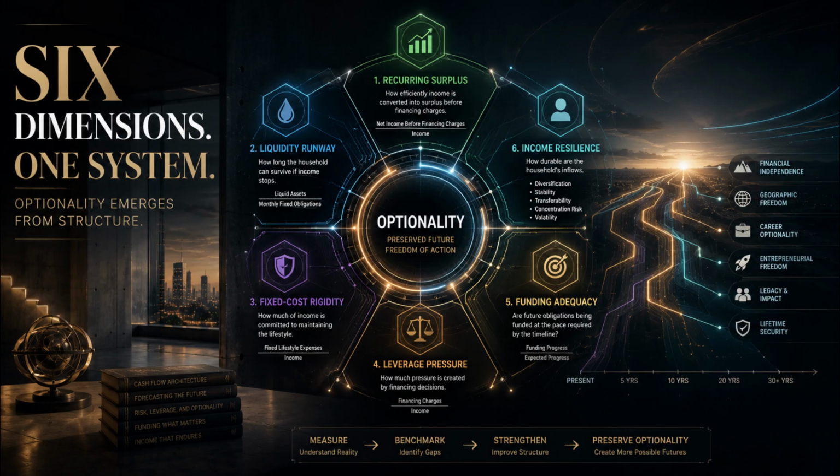Before we benchmark performance, let's briefly review each dimension. Dimension 1, recurring surplus. Recurring surplus measures how efficiently the household converts income into surplus before financing charges. The formula is net income before financing charges divided by income. And that net income before financing charges is found from the contribution income statement.